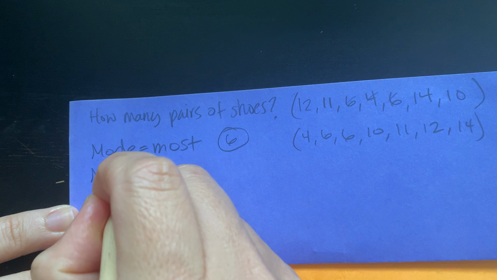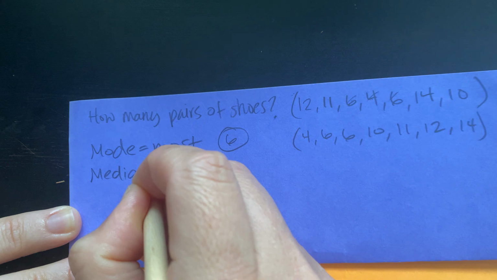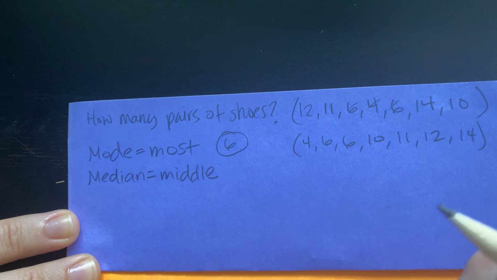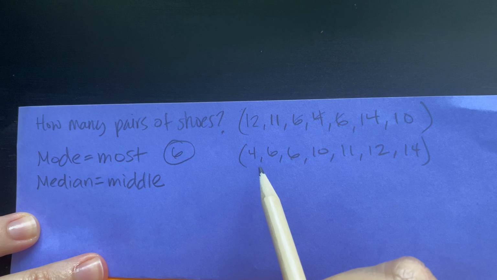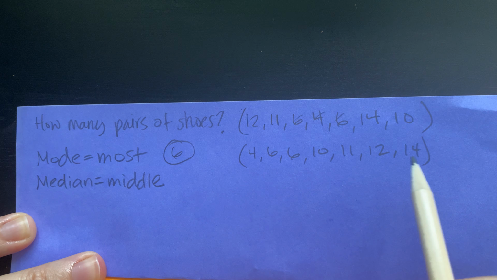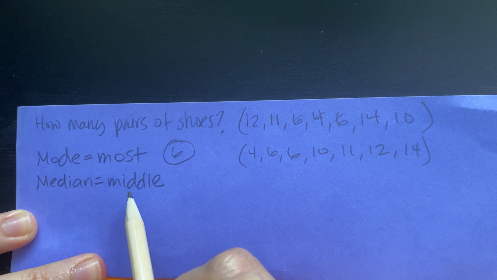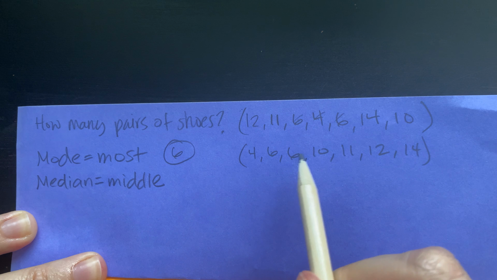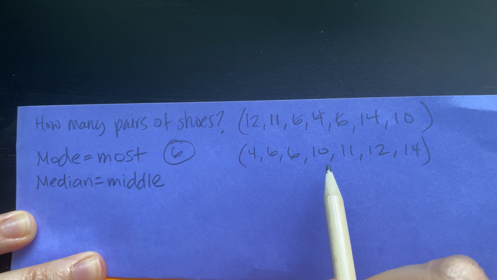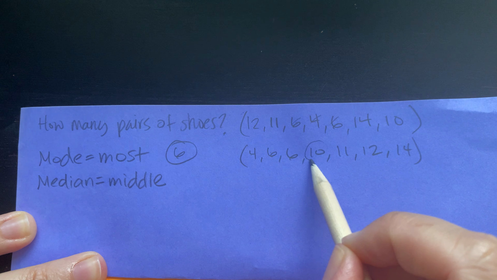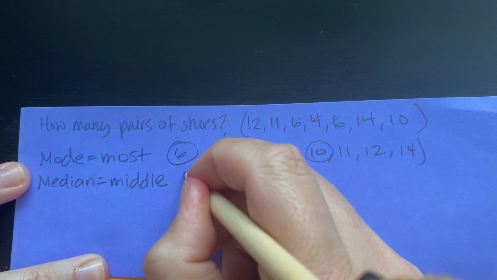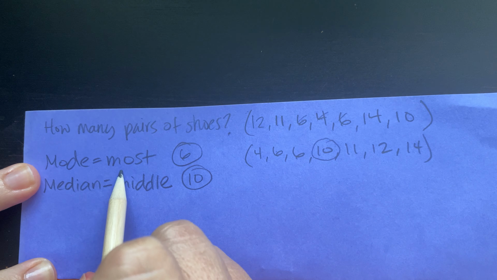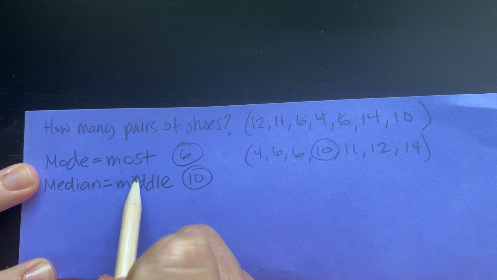Median. Median means middle. And it's very important that you have your numbers already in order from least to greatest, because the median is going to be the middle of that set once it's in order. So the number in the middle would be 10. So our median is 10. All right, so mode means most, median means middle.